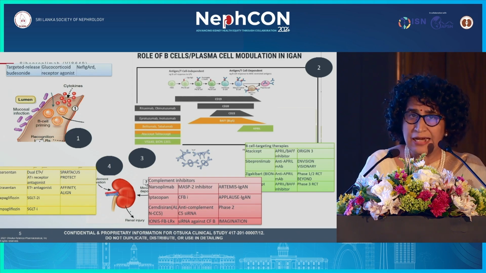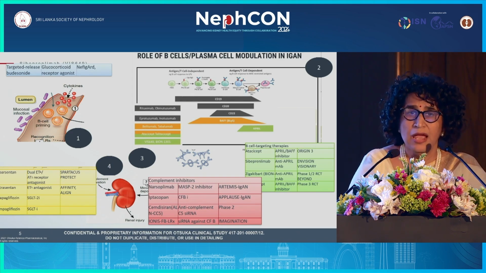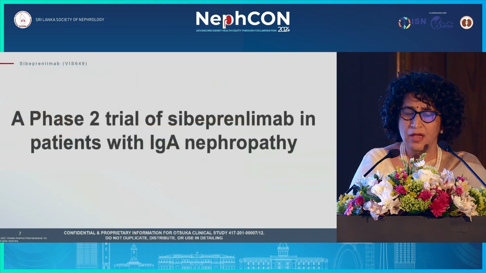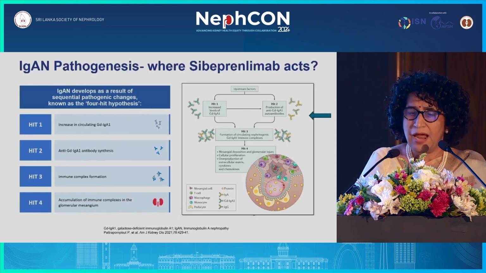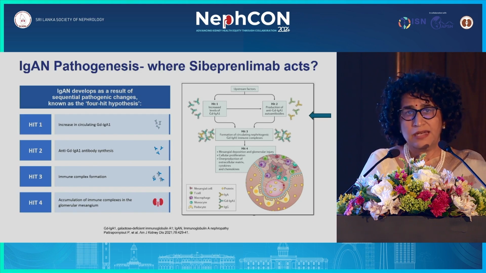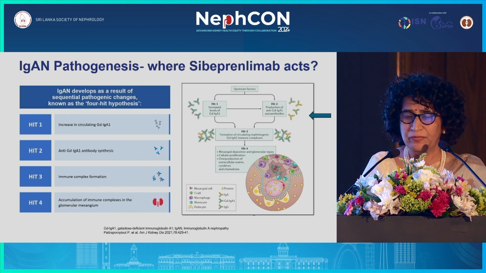Now, where exactly is this Sibeprenlimab? As we all know, it's an anti-APRIL inhibitor. And this trial looked at its role in the pathogenesis and its effect on the progression of IgA nephropathy. It was a phase 2 trial. And as we have seen, it decreases the generation of galactose deficient IgA.